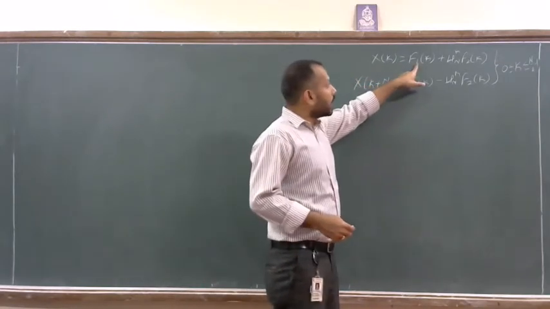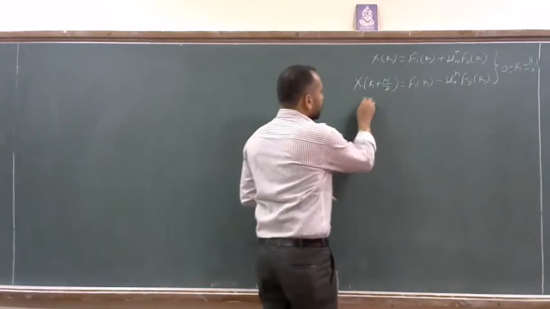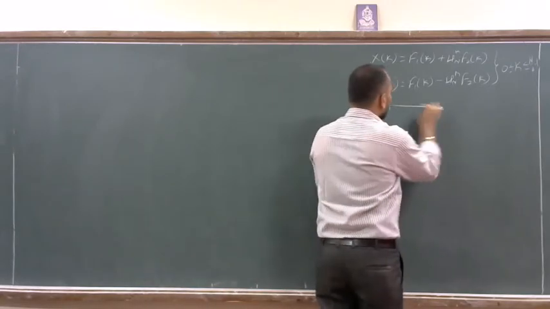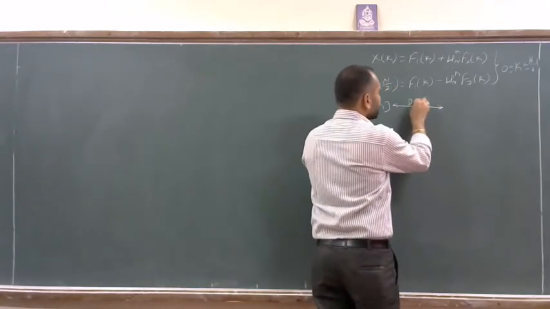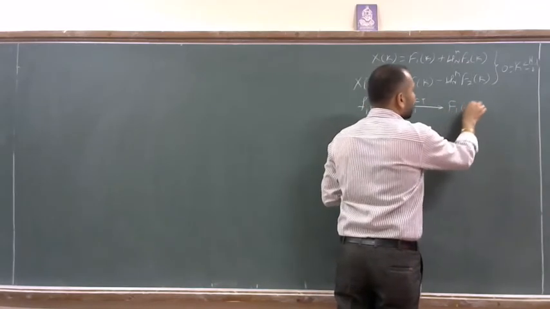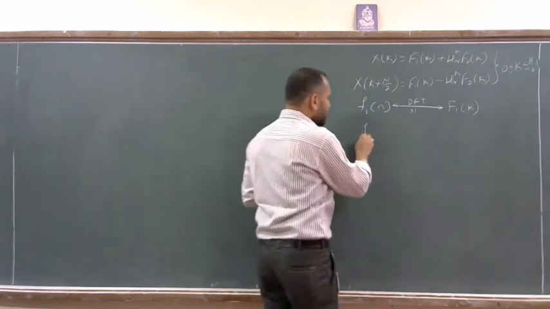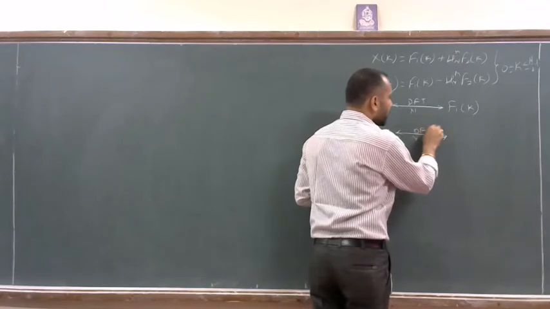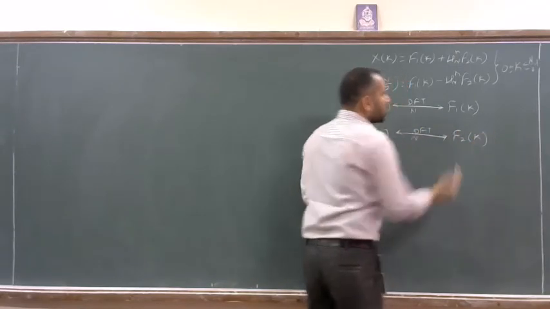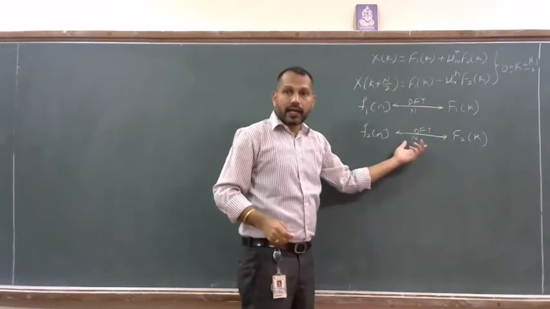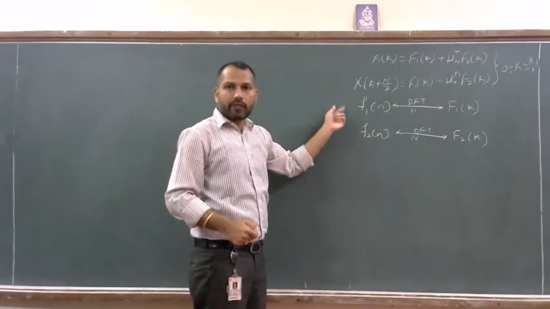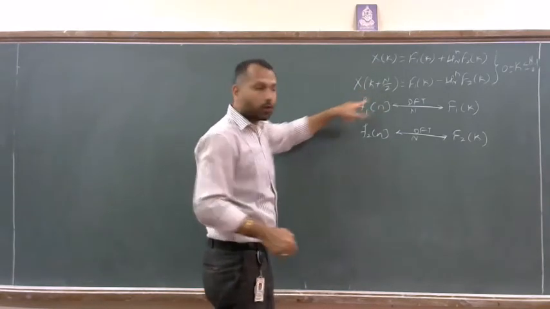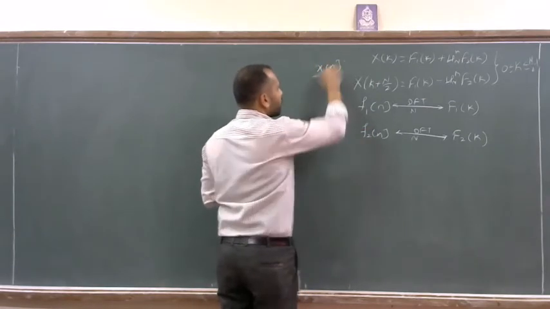F1 of k is the 4-point DFT of the sequence F1 of n. Likewise, we have one more sequence F2 of n whose DFT will be F2 of k. So F1 of k and F2 of k are DFTs of their respective time domain sequences F1 of n and F2 of n. But X of k and X of k plus N by 2 is the DFT of the sequence x of n.